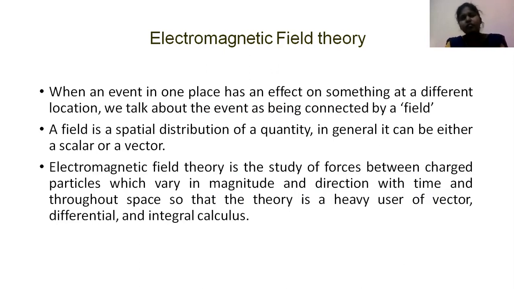Nothing but the physical quantity. So it can be a scalar or a vector. Electromagnetic field theory is the study of forces between charged particles which vary in magnitude and direction. As we know, a scalar is a physical quantity which has magnitude, and a vector has both magnitude and direction, which vary with time and throughout space.